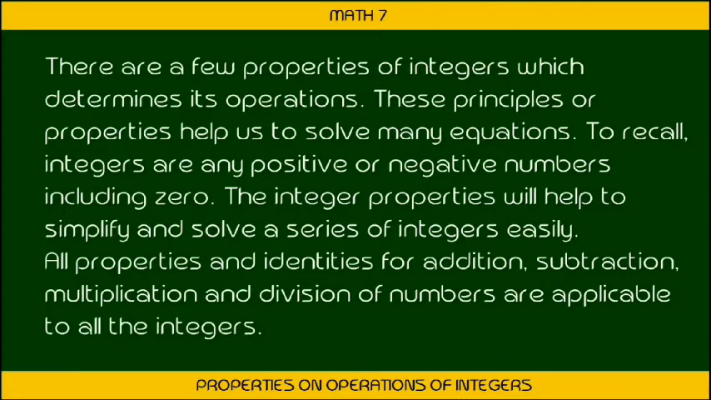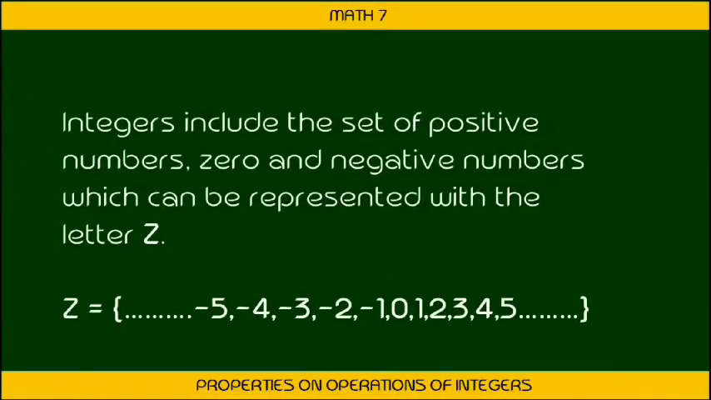All properties and identities for addition, subtraction, multiplication, and division of numbers are applicable to all the integers. Integers include a set of positive numbers, 0 and negative numbers which can be represented with the letter Z. Z is equal to, open bracket, -5, -4, -3, -2, -1, 0, 1, 2, 3, 4, 5, and so on.